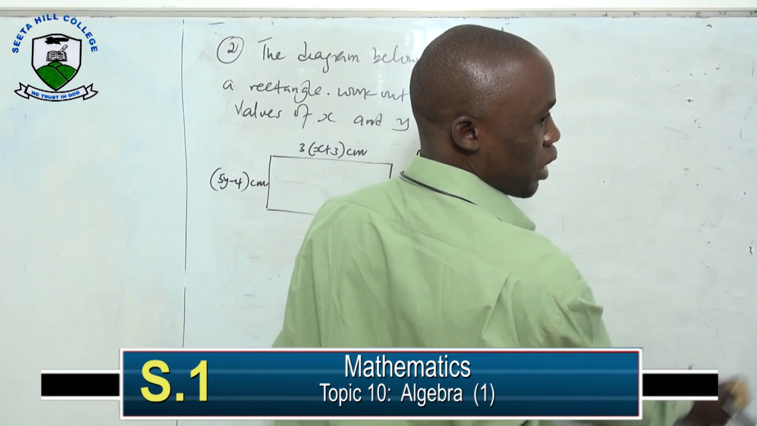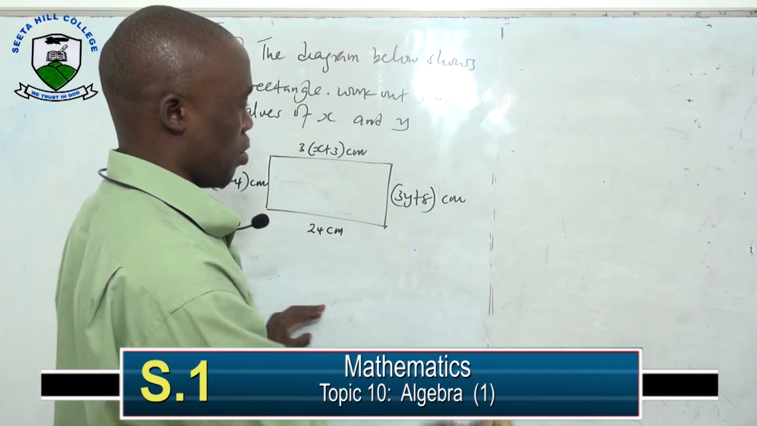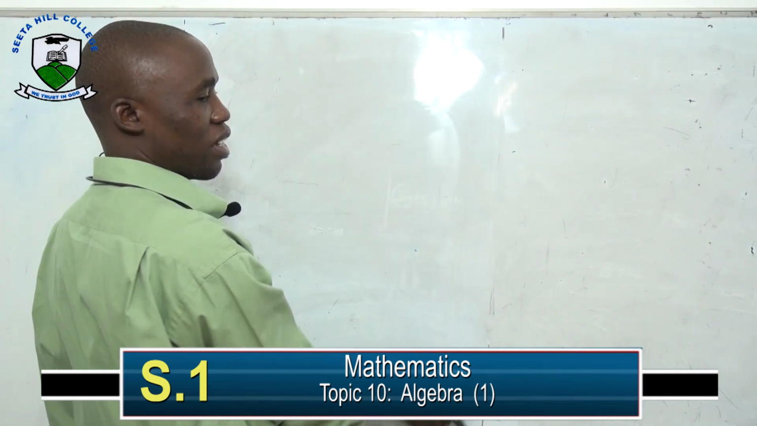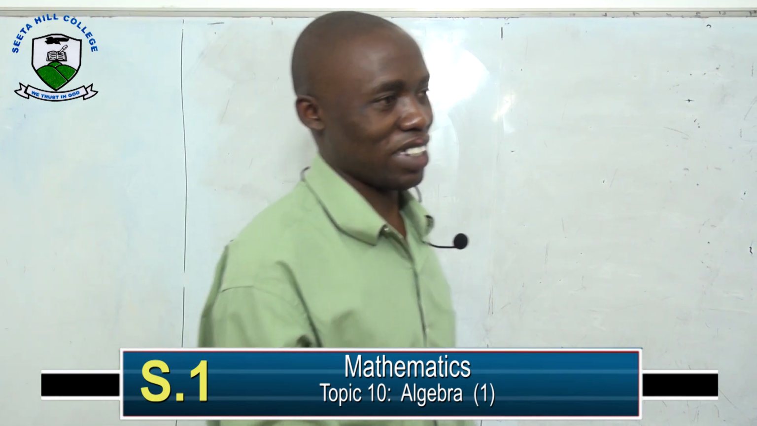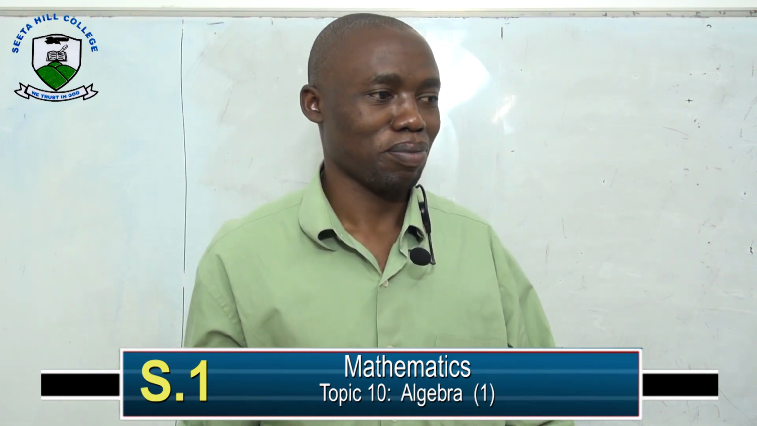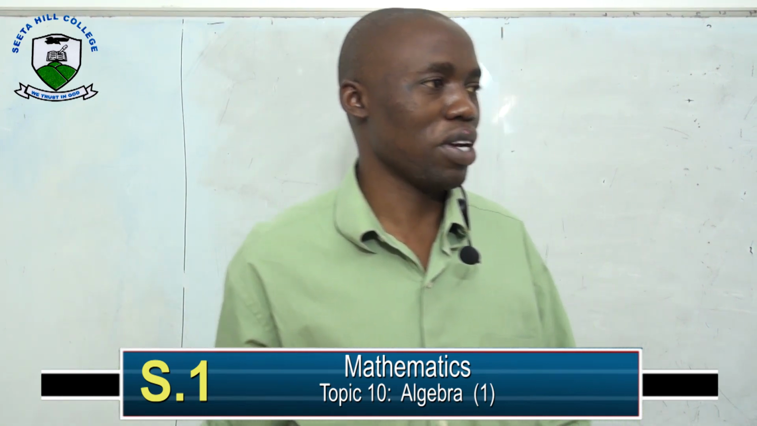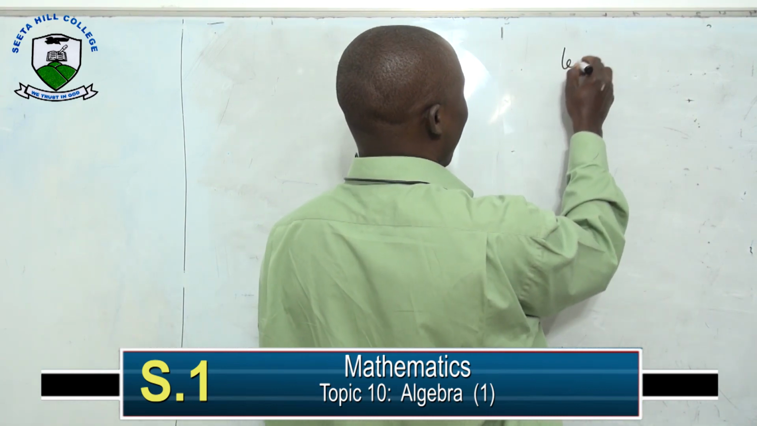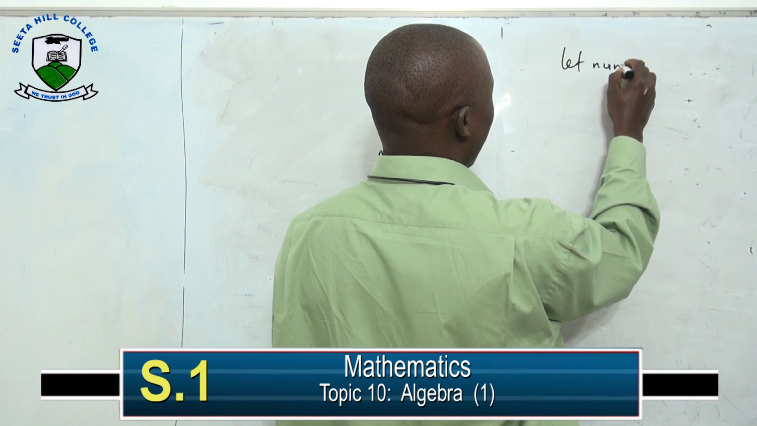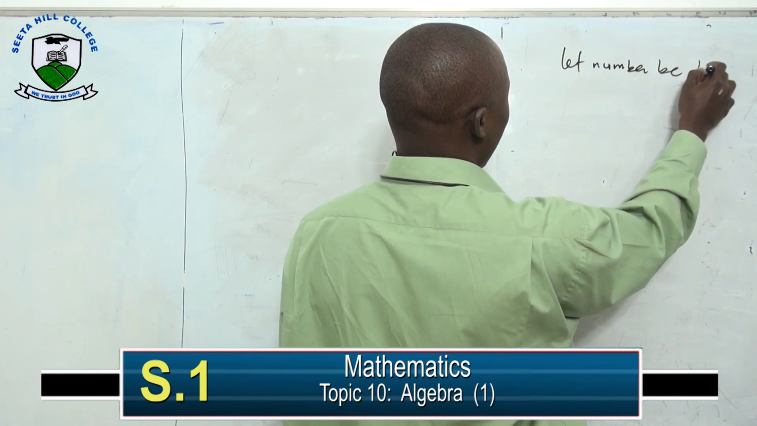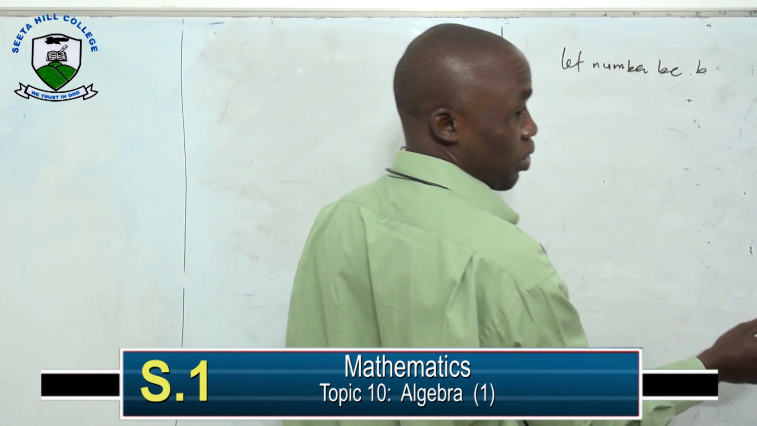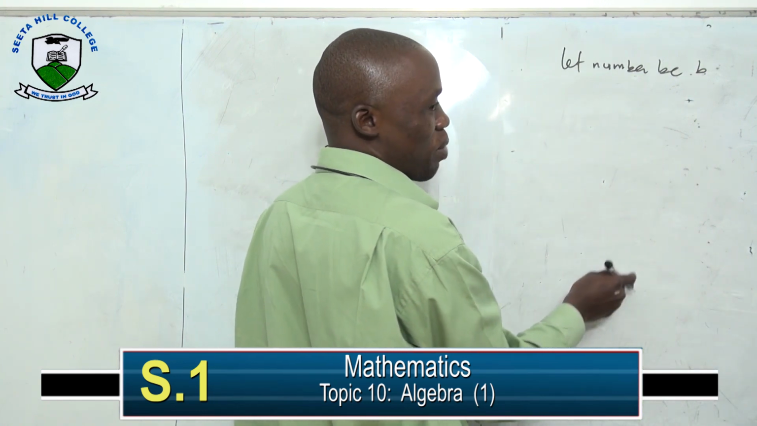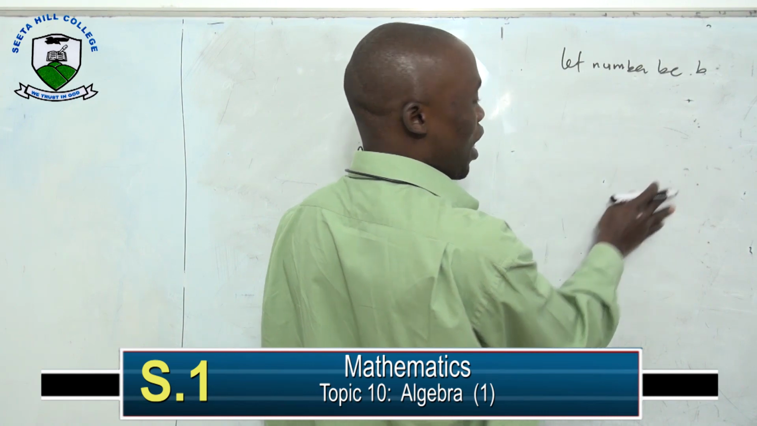I'm waiting for patience, not so? What is the number? How will she guide us? Okay, guide us from there. What should we do? Let the number be... You don't want to say x because... Why? Okay, let the number be b. Then what do we do to the number?